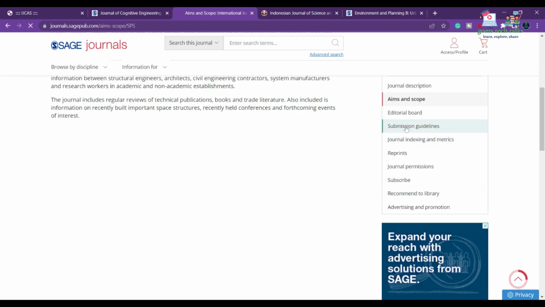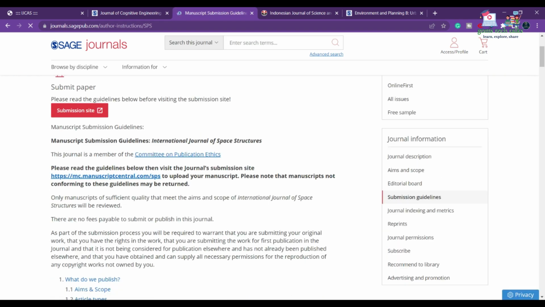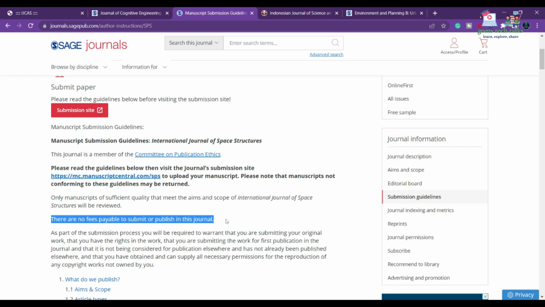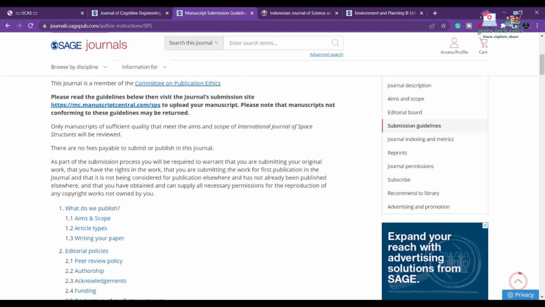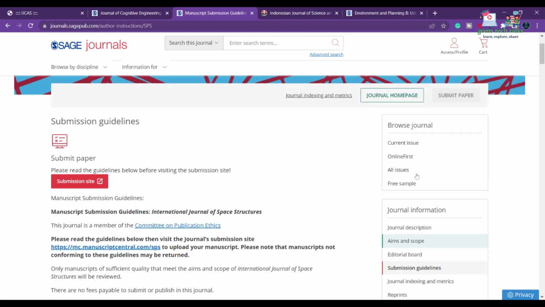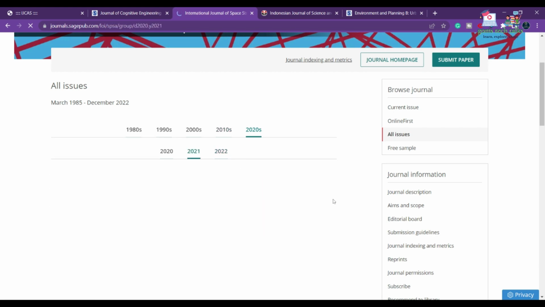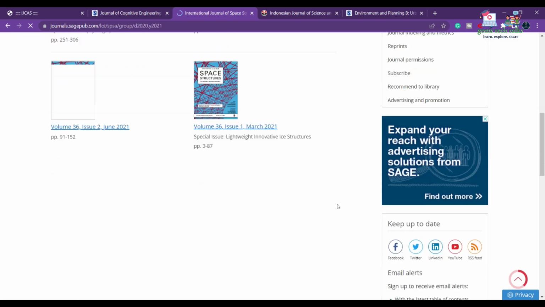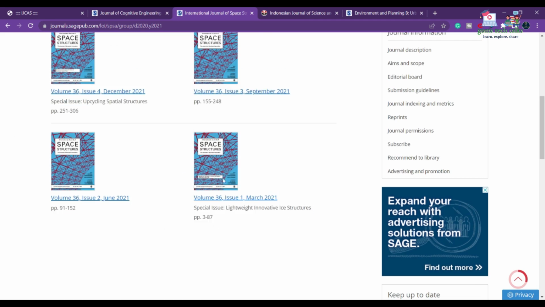So let us go and see what they have mentioned in the submission guidelines. There are no fees payable to submit or publish in this journal, so great. We have already discussed the aim and scope. Now let us see how many issues per year they publish. Let us click on all issues here, and click on 2021. So they are issuing four issues per year.